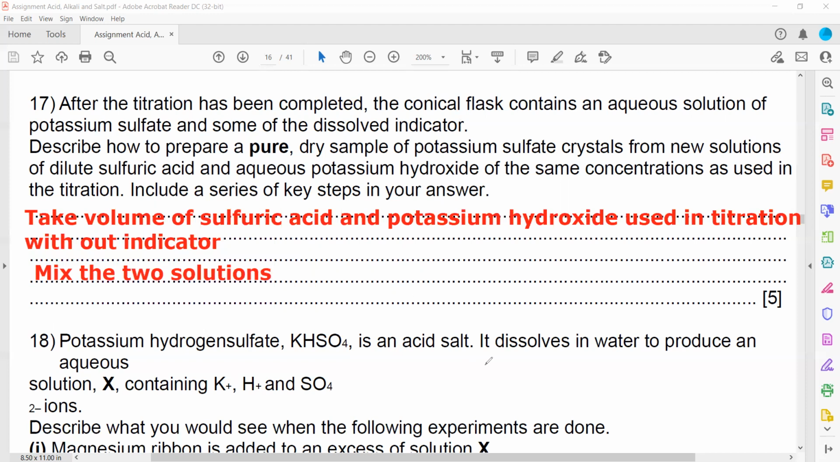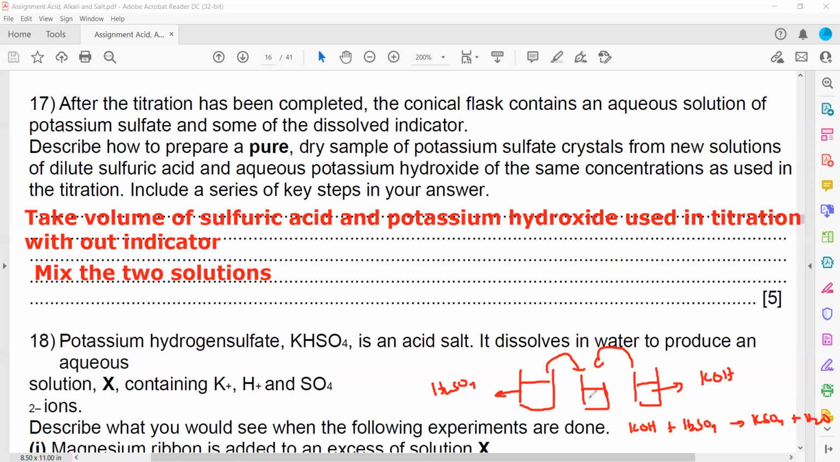Why is no solid formed? Because if you mix sulfuric acid with potassium hydroxide, potassium hydroxide is KOH, sulfuric acid is H2SO4. Potassium hydroxide plus sulfuric acid gives potassium sulfate, and most sulfates are soluble except barium, calcium, and lead. So this potassium sulfate is soluble. When you mix them together without indicator, it will form a solution, but no solid forms because the salt is a soluble salt. So mix the two solutions.